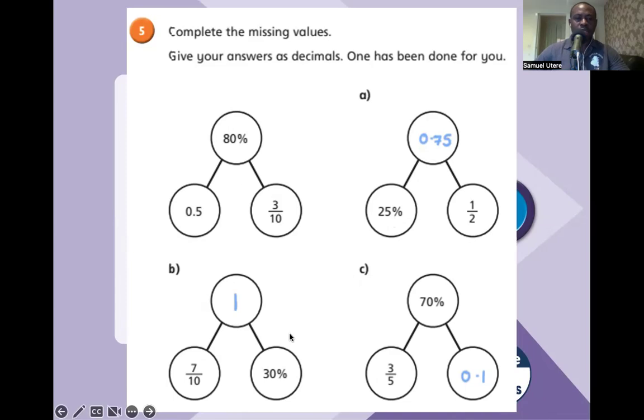Here, 7/10. Imagine if you want to make it a percentage, and you know percentage is out of 100, so this is out of 10. So one way of thinking about it is to say, I'm going to make it 10 times bigger. So that will be times 10 the denominator, and times 10 the numerator. So that will be 70 hundredths, which is 70%. So 70% plus 30% is 100%. 100% is equal to 1.